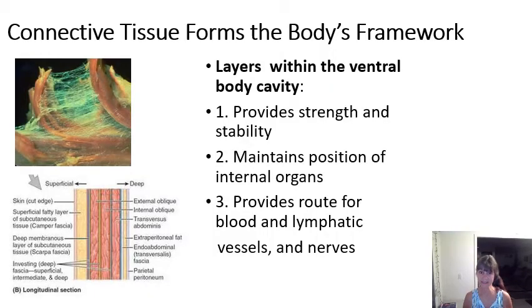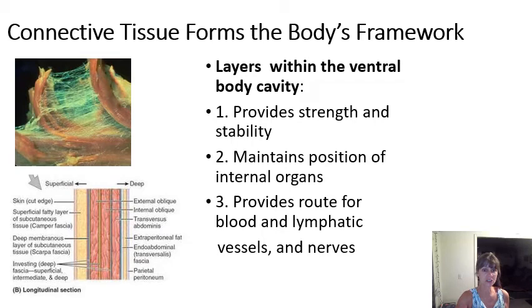As we mentioned previously, connective tissue is important because it helps to form the body's framework. And there are actually layers of connective tissue within the ventral body cavity alone. You can see all of these different layers of fascia that provide strength and stability. And also, we know that internally there are different structures of connective tissue, such as internal ligaments, that help to maintain the position of internal organs. Connective tissue can also provide a route for blood and lymphatic vessels as well as for nerves.